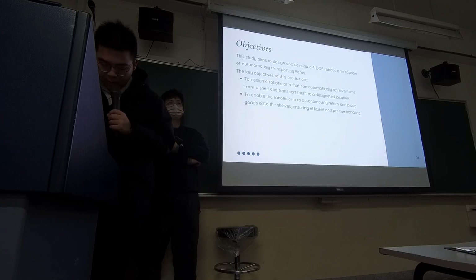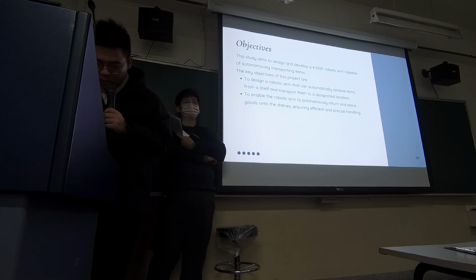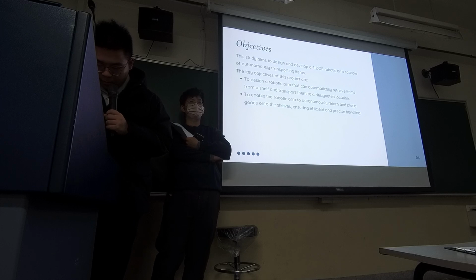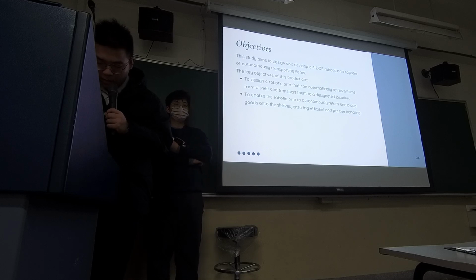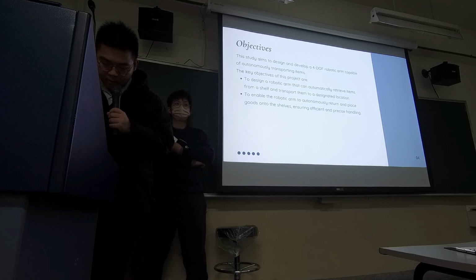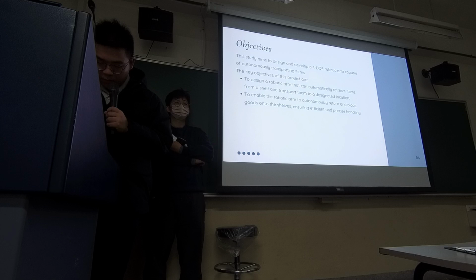We have designed a 4-degree of freedom robotic arm capable of automatically picking items from shelves and transporting them to designated locations. Additionally, the system can autonomously return items and place them back in their original positions, ensuring efficient and precise handling. By automating this process, we aim to significantly improve store operational efficiency and warehouse management while reducing reliance on manual labor.